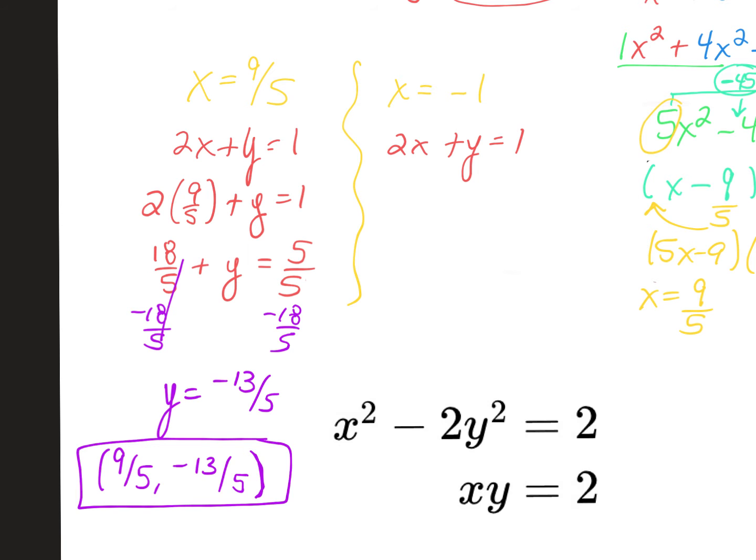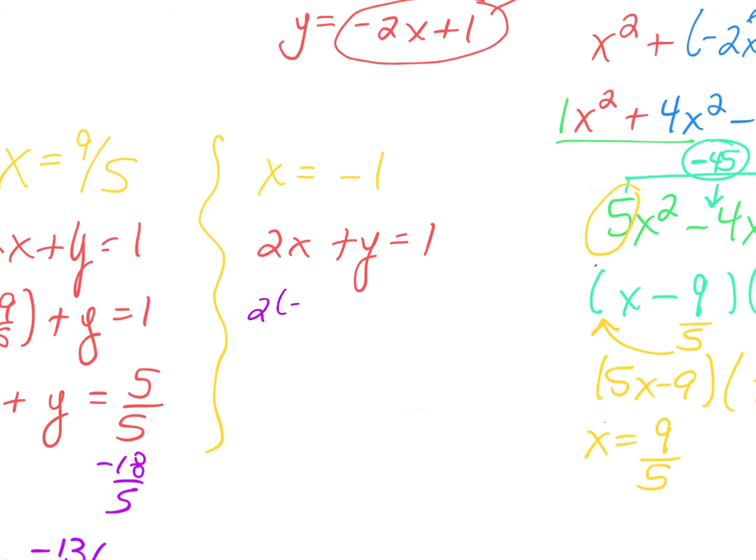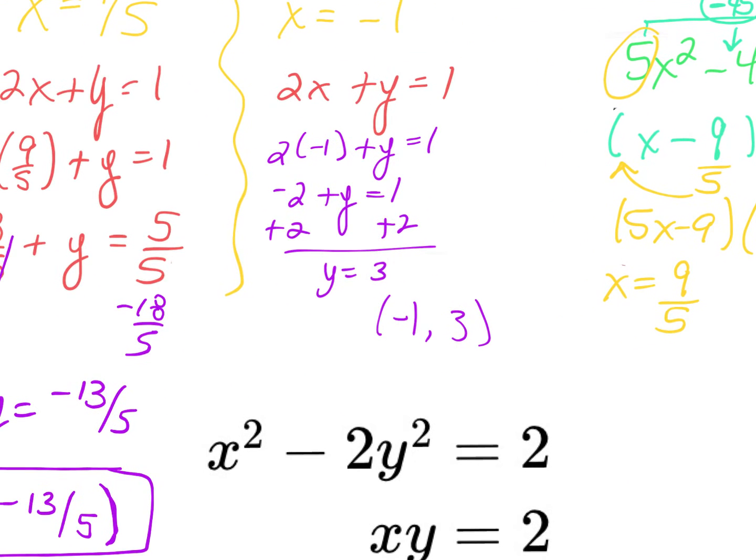Obviously, the one on the right-hand side is a little easier because you're just using the whole number. So you have 2 times negative 1 plus y equals 1. Negative 2 plus y equals 1. Add 2 to both sides. And y equals 3. So the ordered pair here is negative 1, comma, 3. And how do you know for sure that you're right? Go back in and plug it in.